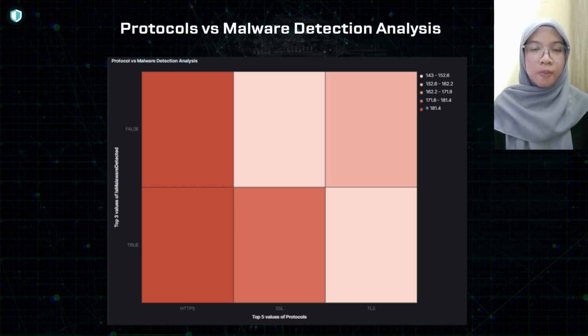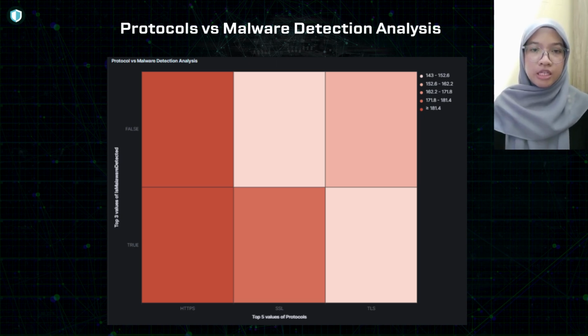These protocols are commonly used to secure communication over the internet, including transmitting sensitive financial data. This chart shows how often malware is associated with each protocol. The darker shades represent a higher number of instances, while lighter shades represent fewer occurrences.